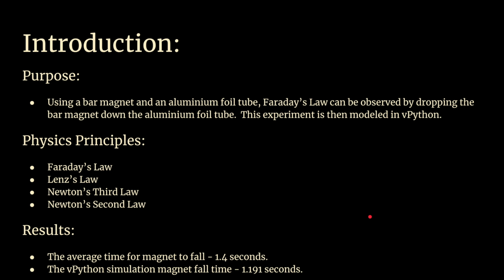Introduction. Using a bar magnet and an aluminum foil tube, Faraday's law can be observed by dropping the bar magnet down the aluminum foil tube. This experiment is then modeled in VPython. Some physics principles used are Faraday's law, Lenz's law, Newton's third law, and Newton's second law. Some results from this lab are that the average time for the magnet to fall is around 1.4 seconds, and the VPython simulation magnet fall time is 1.191 seconds.